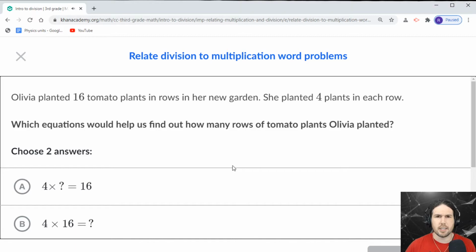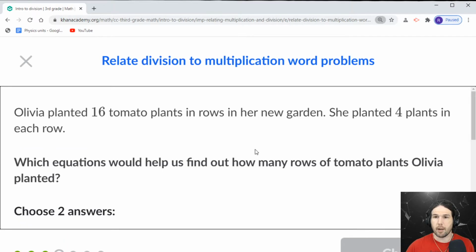Olivia planted 16 tomato plants in rows in her new garden. She planted 4 plants in each row. Which equations would help us find out how many rows of tomato plants? Again, I'm going to try to zoom in and not show the answer just yet.